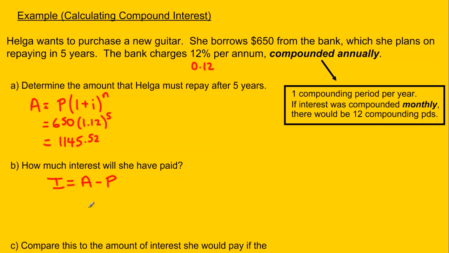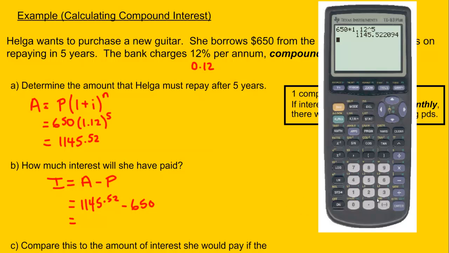You can think of it like this. I don't usually write the formula down because this is just common sense. The interest is going to equal $1,145.52 minus her initial amount that she borrowed from the bank. So you can do this in your head if you can, or if you can't, just pull out your trusty calculator. 1145.52 subtract 650. We get $495.52 in interest.